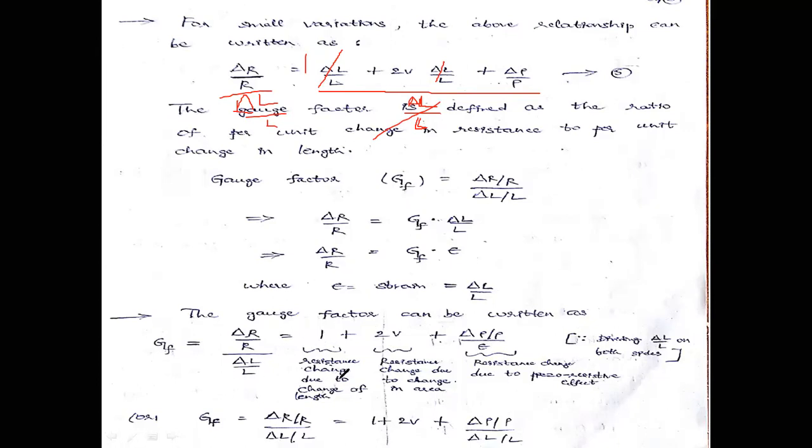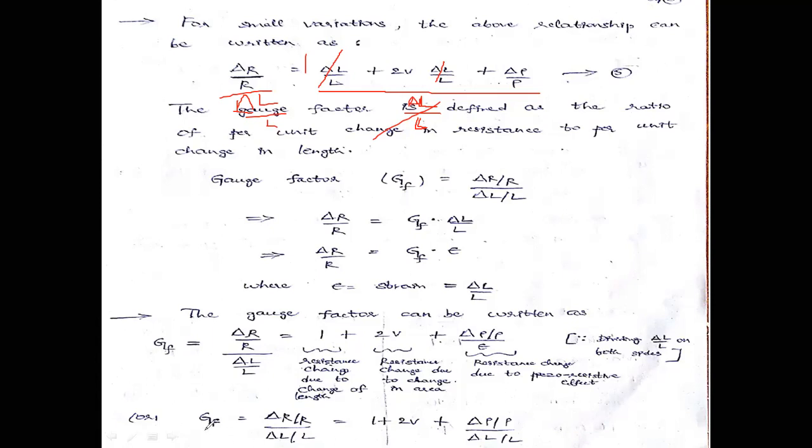Then this one indicates resistance change due to the change in length. Taking these two terms, this is the resistance change that will take place with respect to the change in length. The second term indicates the resistance change that will take place due to the change in area, and the third term is the resistance change due to the piezoresistive effect. Due to the piezoresistive effect, that resistance is going to change here. That is the resistivity term. Therefore, I can treat this term as the resistance is going to be changed due to the piezoresistive effect.